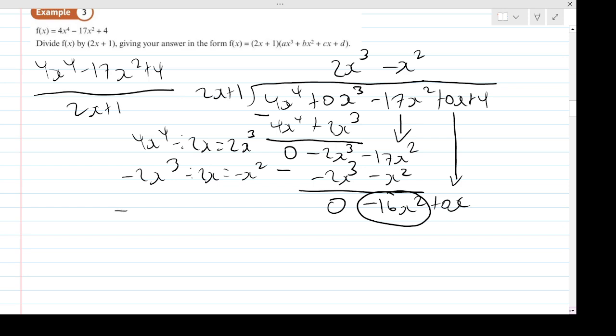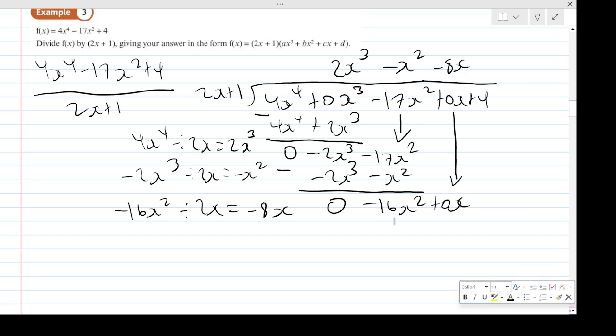I divide that highest term by the highest power outside, 2x. That'll be minus 8x. So I write minus 8x up here. Then I multiply minus 8x by all the terms outside the bus stop: minus 8x times 2x is minus 16x squared, and minus 8x times 1 is minus 8x. And that's a 0x.